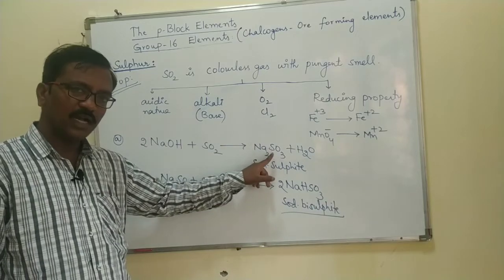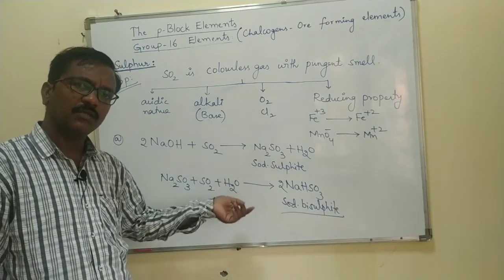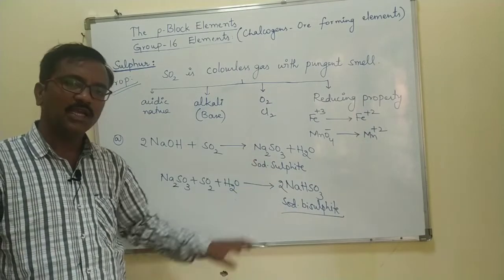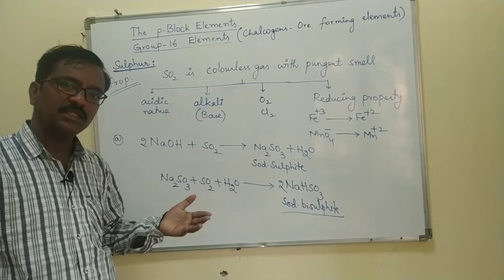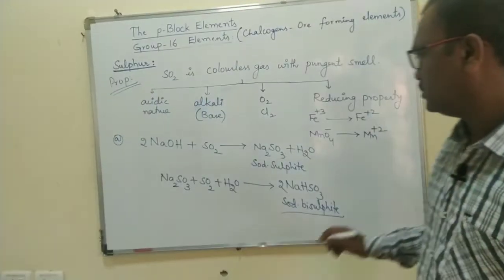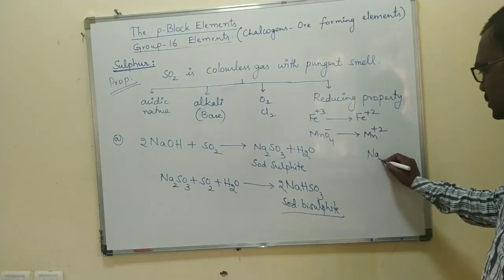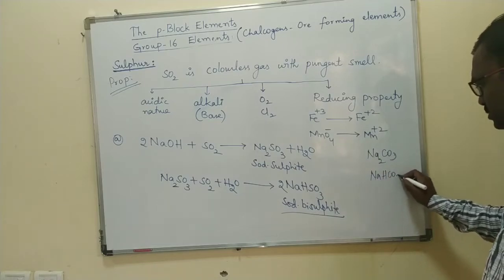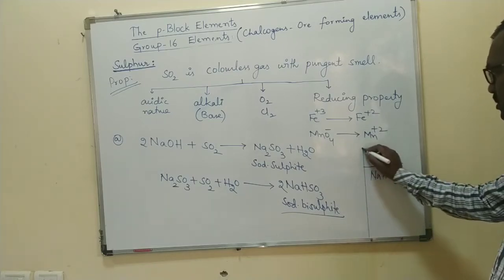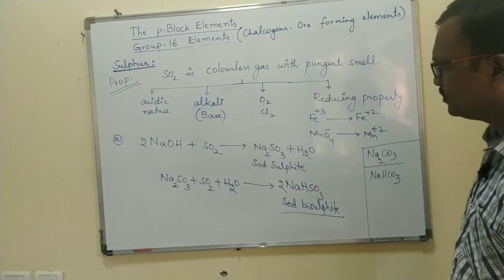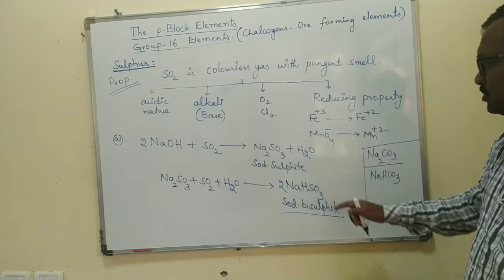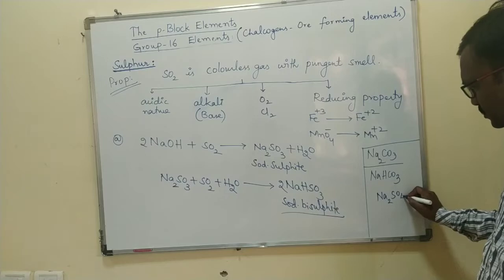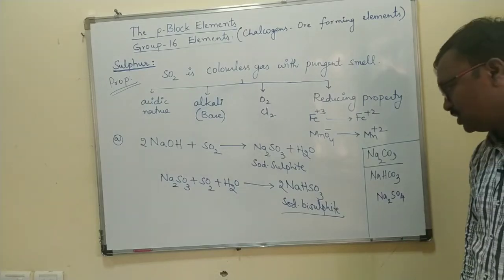If you add, sodium carbonate and sodium bicarbonate. What is sodium carbonate? Na2CO3. What is sodium bicarbonate? NaHCO3. You should be familiar with this nomenclature. So what is sodium sulfate? Na2SO4, sodium sulfate. All are different.